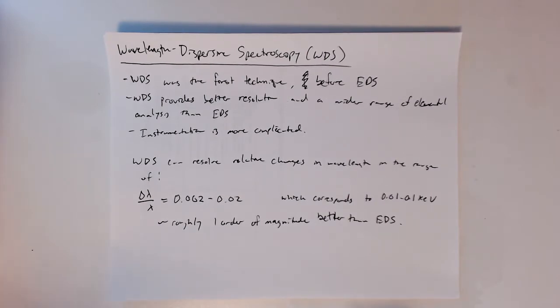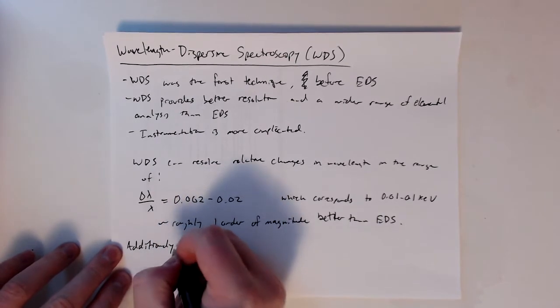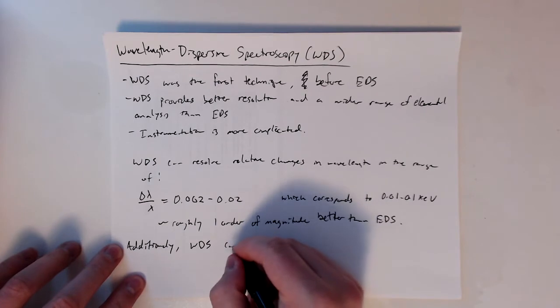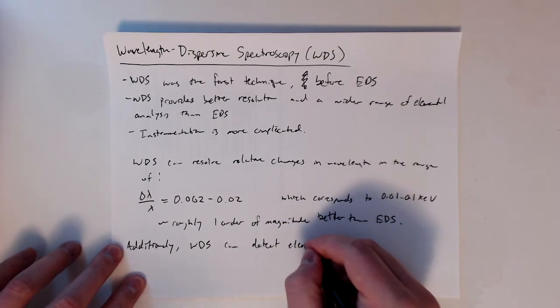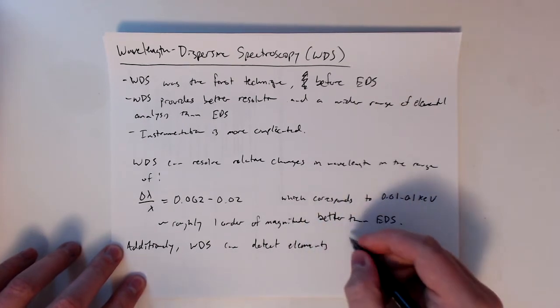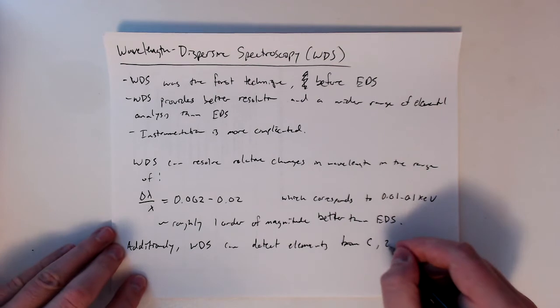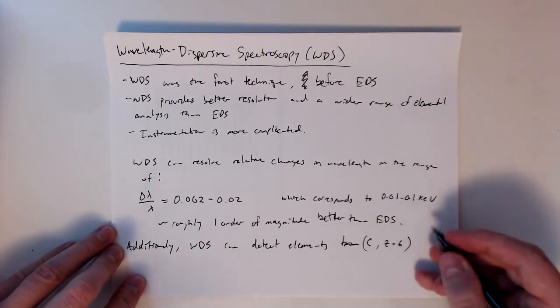Additionally, the WDS technique can detect elements from carbon, that's atomic number 6, and higher.